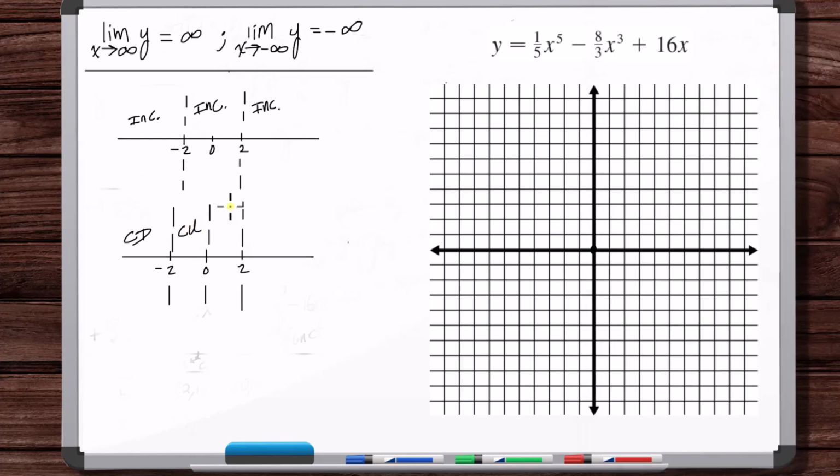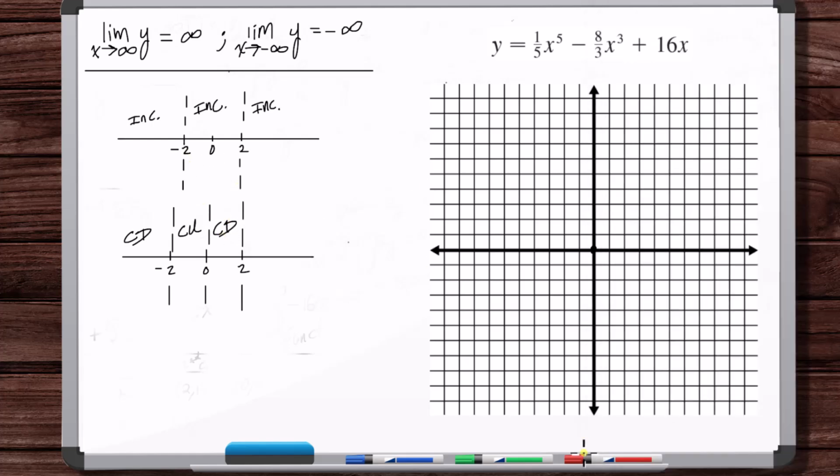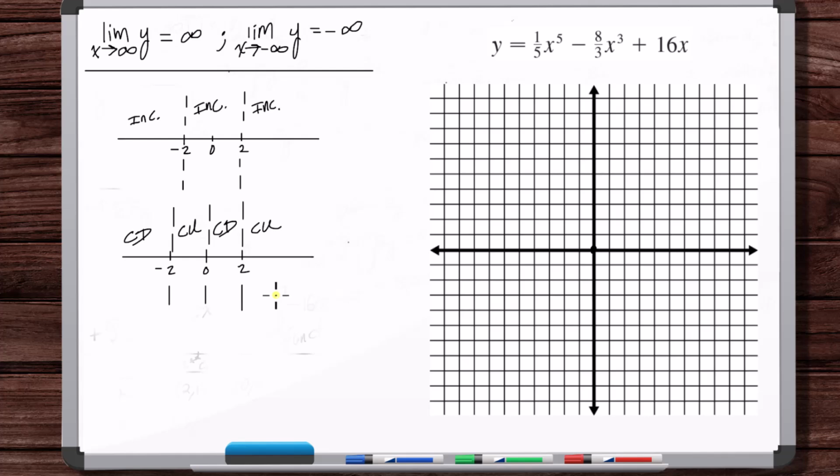Concave up here. Concave down here. And concave up here. And so this function is continuous everywhere, so these are all inflection points. Minus 2, 0, and 2 are inflection points. The concavity changes signs at these points of continuity. All right, so that's everything.